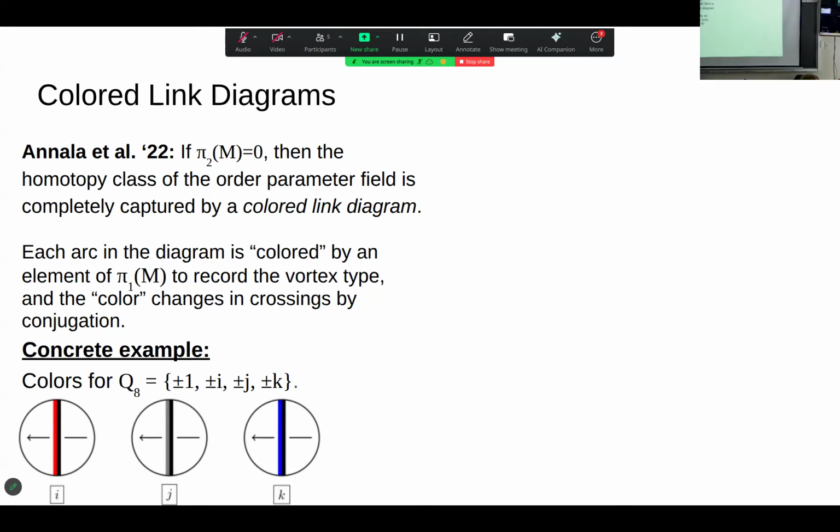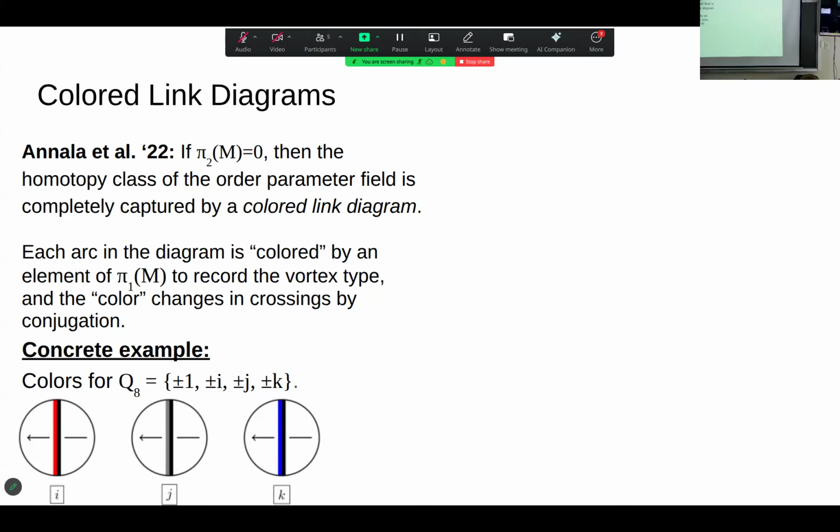There are two colors because you want to record this way, I, and this way, minus I, because I and minus I are different. You have to record it somehow. That's the reason for the bicoloring. And I have completely ignored the plus minus one because it doesn't really contribute anything interesting to this story. Okay?